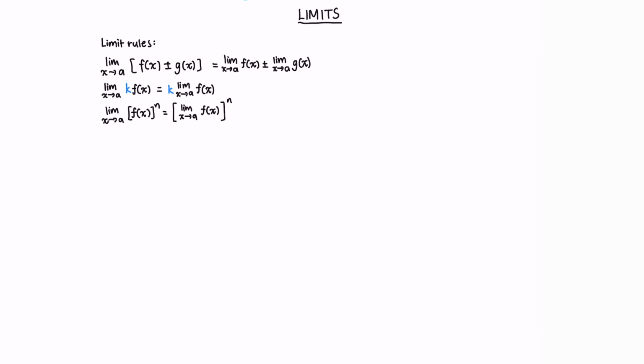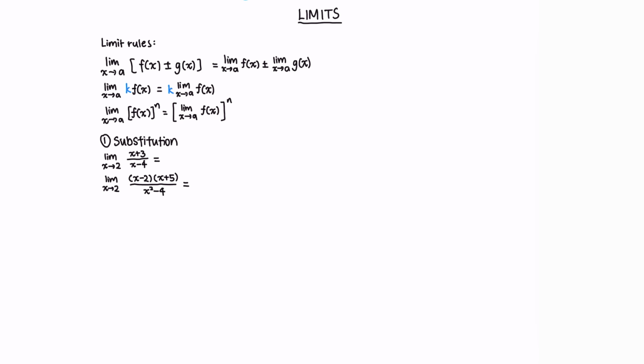The last rule, which is a really sneaky rule, let's say we have the limit as x approaches a of f(x) to the power of n. We can actually bring the power of n to outside the limit. So we have the limit as x approaches a of f(x), and then the whole thing to the power of n. Now, there are three different methods of solving limits. The first one is the most basic, which is just substitution.